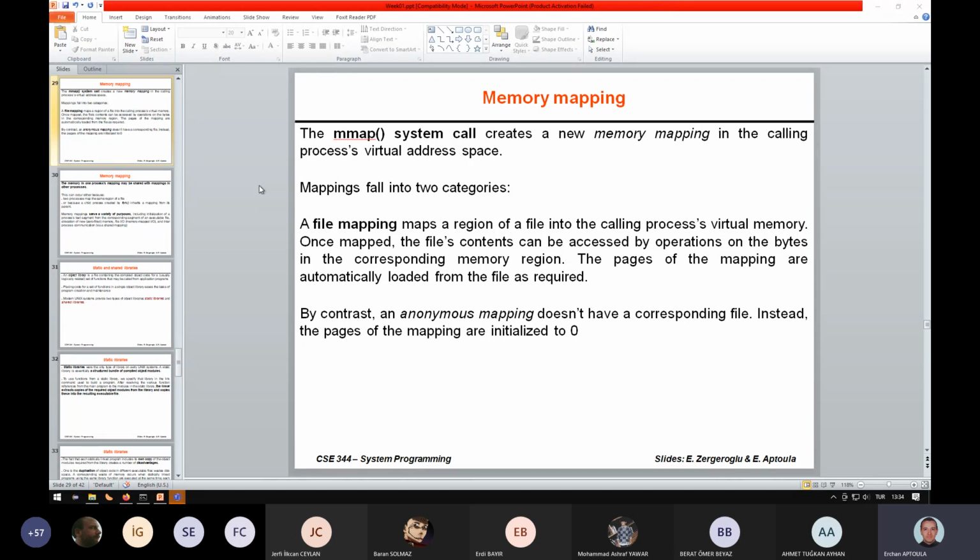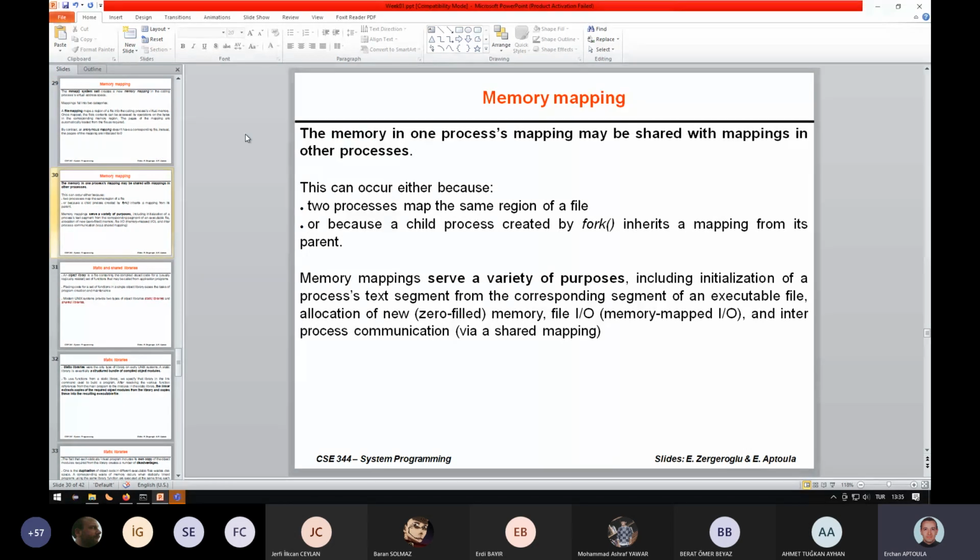Now that is what we denote by file mapping, and there is also anonymous mapping, which doesn't have a corresponding file. Instead, as it says, the pages of the mapping are initialized to 0. So you can use it in order to create additional memory locations, and it provides you a wealth of options in order to manipulate them. Now, we will talk more about memory mapping when the time arrives, and we will see that it can be used in order to accomplish communication between processes.